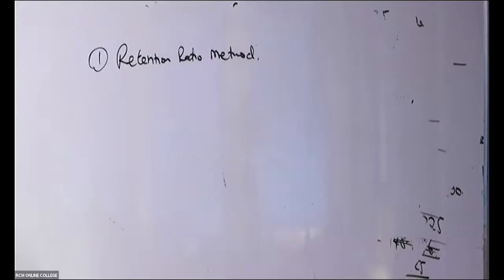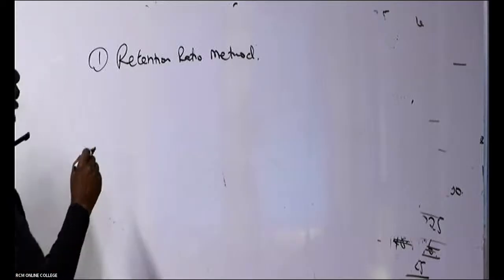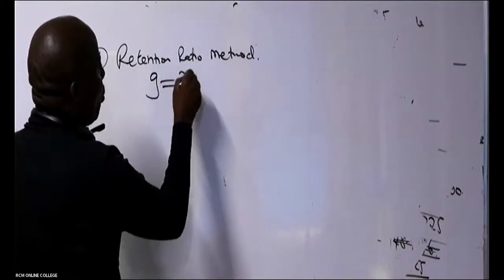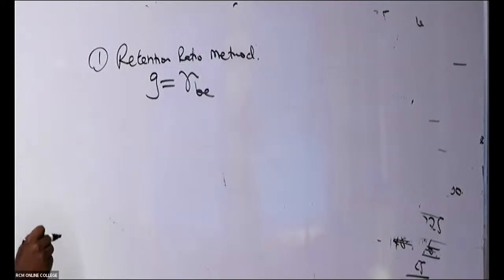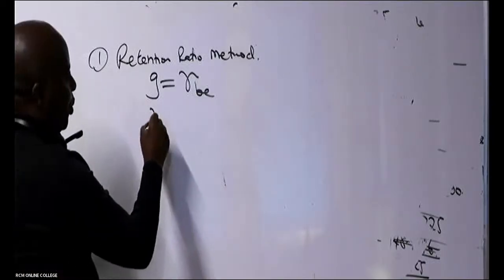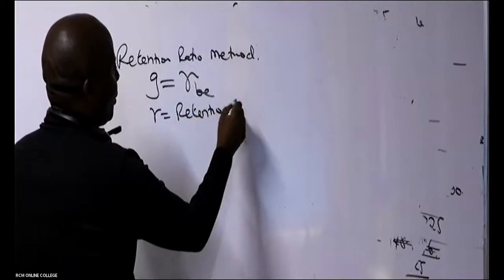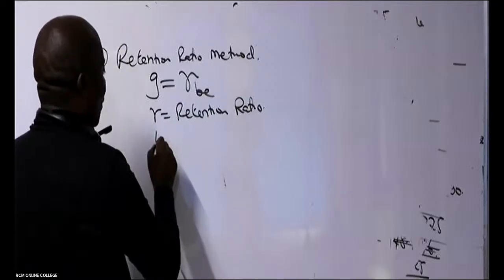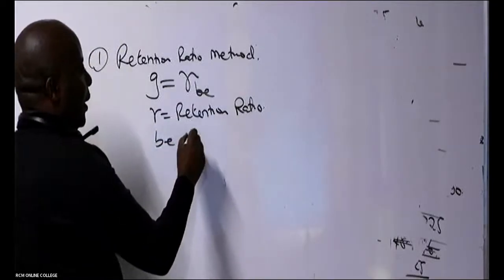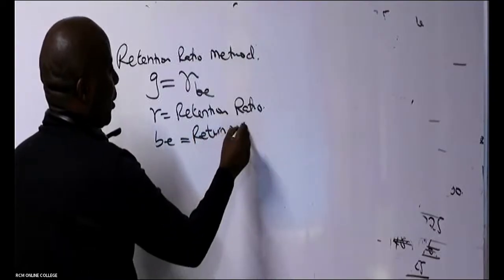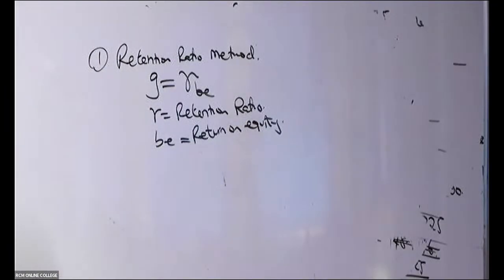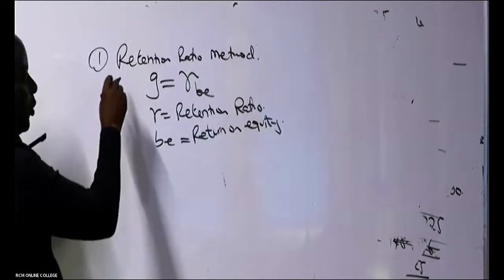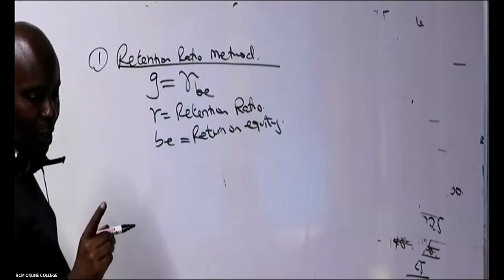Under the retention ratio method, we basically say G equals RBE, where R is the retention ratio and BE is the return on equity. Very important, ladies and gentlemen, for you to appreciate this method called the retention ratio method.